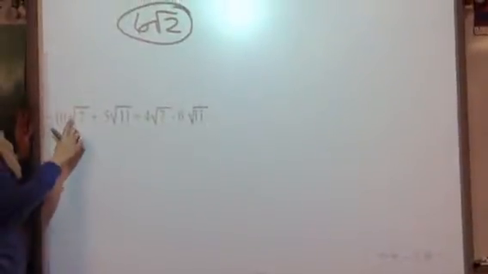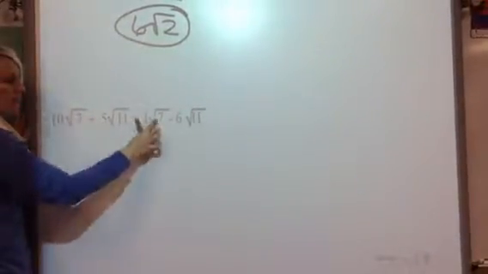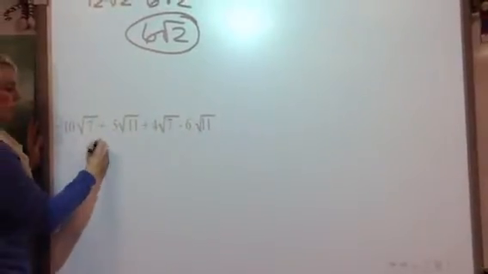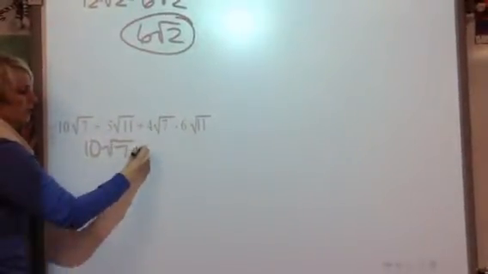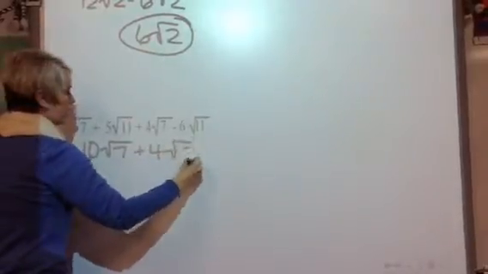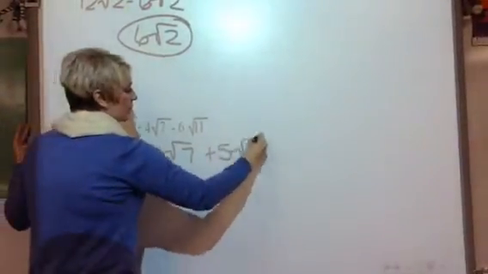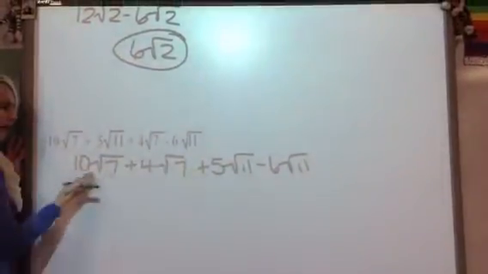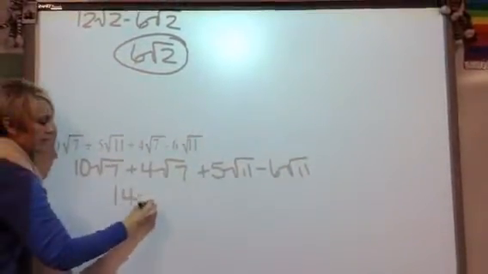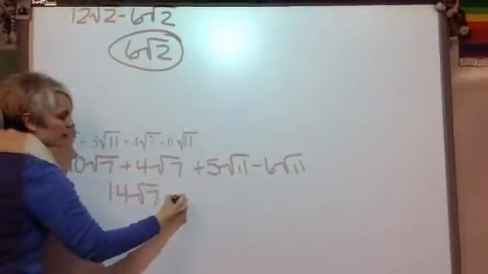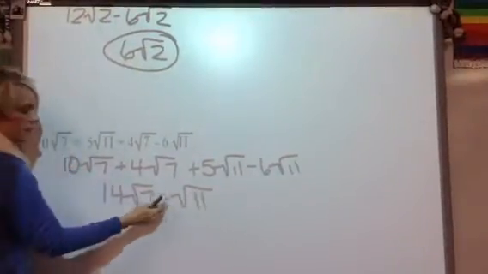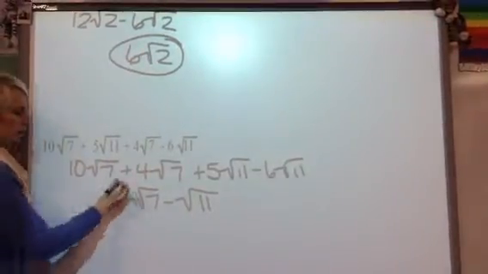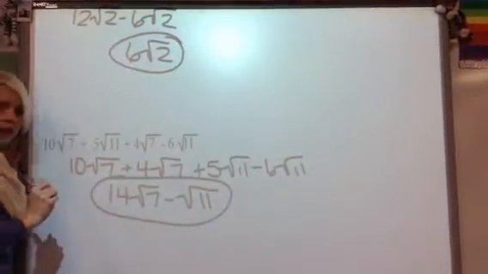Another example here is that I have some radical 7's and I have some radical 11's. So I'm just going to rearrange so that I have the like radicals together. So it's 10 radical 7 plus 4 radical 7. And then I have plus 5 radical 11 minus 6 radical 11. So now I can combine the like radicals. I have 14 radical 7's, and then I am just subtracting 1 radical 11. So I can just leave it as minus radical 11. I don't have to put a 1 in front of it. So you try the example in your notes.